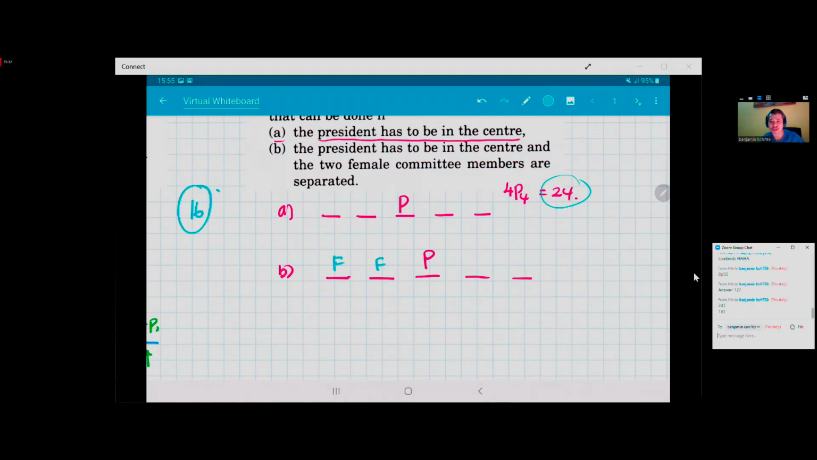Oftentimes, the reason why I don't want to give answers is because when I give the answer for this chapter, students will create their own working. Students are very creative, so they end up creating their own working. So now I'm telling you, the answer is 16. How do I get the answer? How do I get the working?